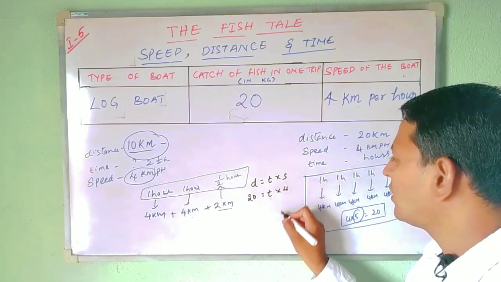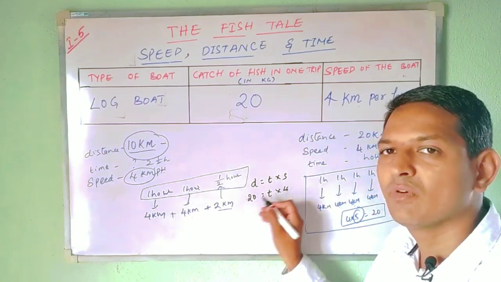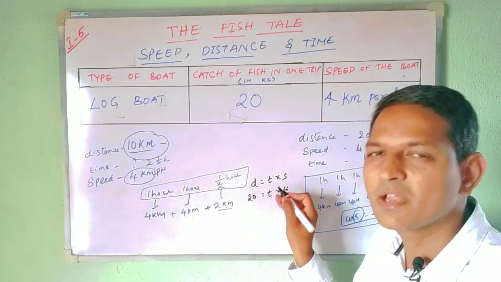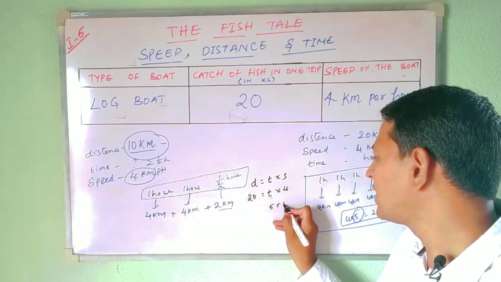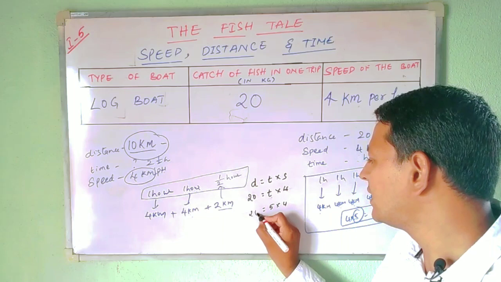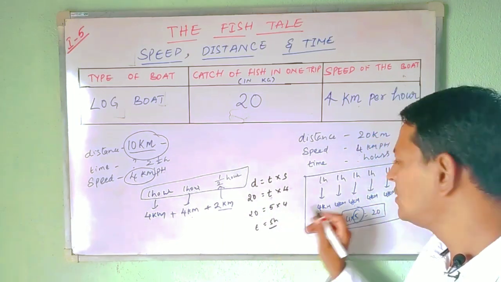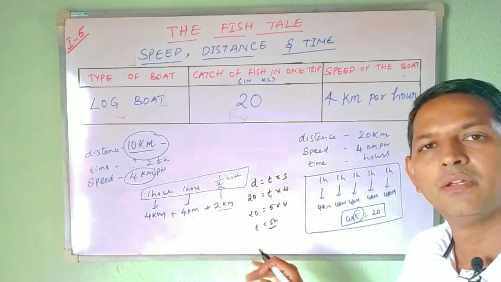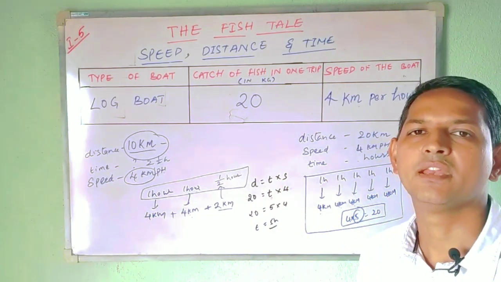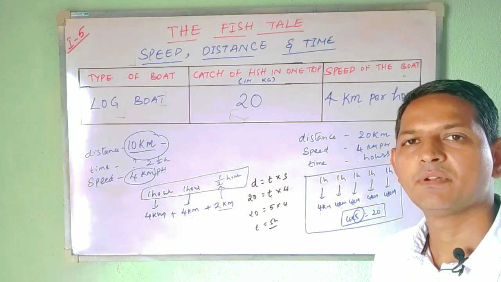The speed is 4 kilometers. So how much is 4 multiplied with to get 20? 4 ko kis number se multiply karne se 20 aayega? So 5 se multiply karne se 20 aayega. So 4 into 5 is equal to 20. So time is equal to 5 hours. In this method also you can do it. It can be done in any method. So that is the relation between distance, time and speed.